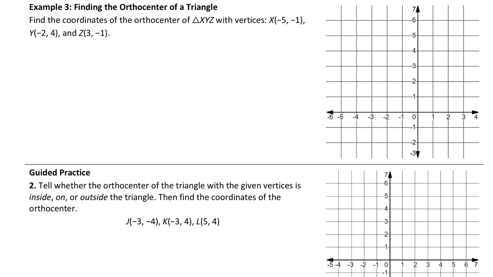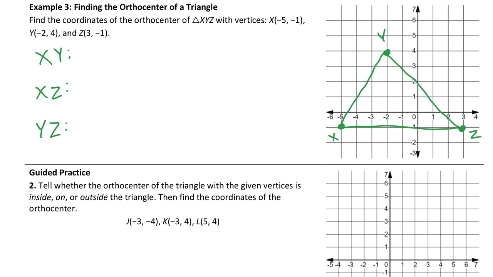So like before, we're still graphing. X is (-5, -1). Y is (-2, 4). Z is (3, -1). And I'm going to do my best to connect those. So, to find this orthocenter, I'm going to deal with side XY, XZ, and YZ. Okay? And it's about finding slope and finding the perpendicular slope.